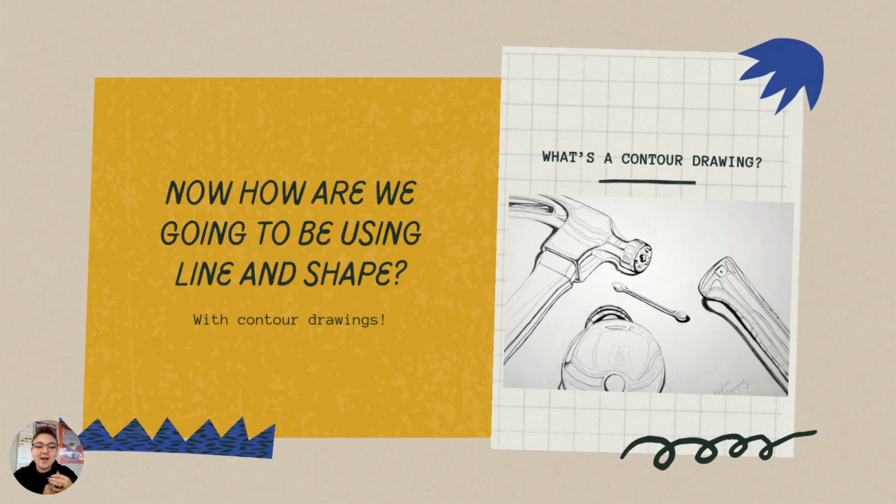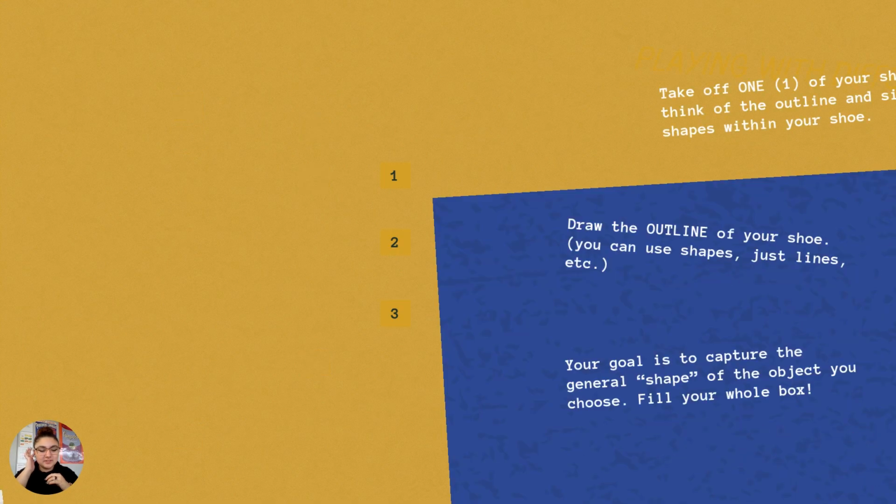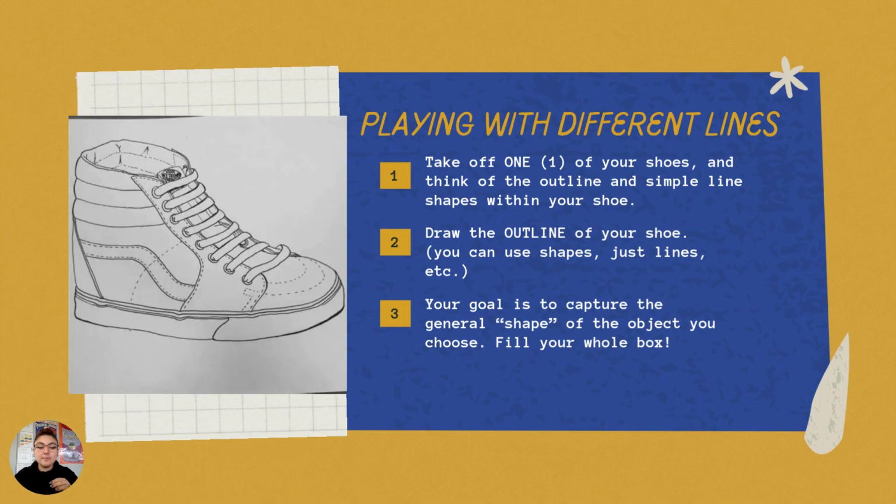All right. So how are we going to be using line and shape? We are going to be using contour line drawings. So obviously contour line drawings are a little bit weird, but there are 4 main techniques that I want to go over with you guys. So first things first, we are going to start by just using contour line.